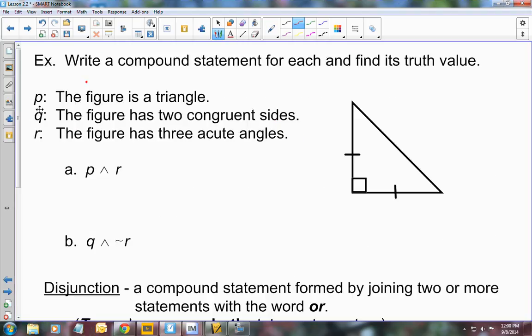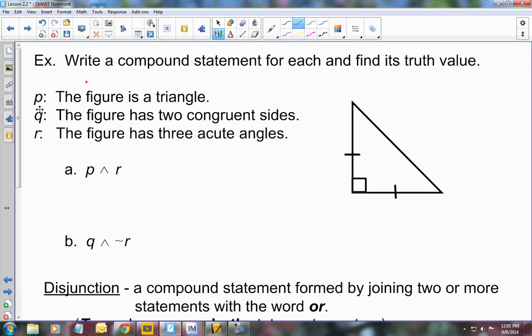Alright, so we're going to write a compound statement for each and find its truth value. And I've got 3 statements here. What I like to do is determine whether they're true or false first, and then put the statement together. Because sometimes when you put the statement together, you're thinking about all these different things, and it makes it kind of confusing.